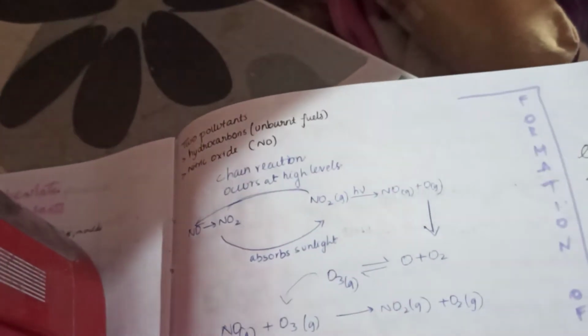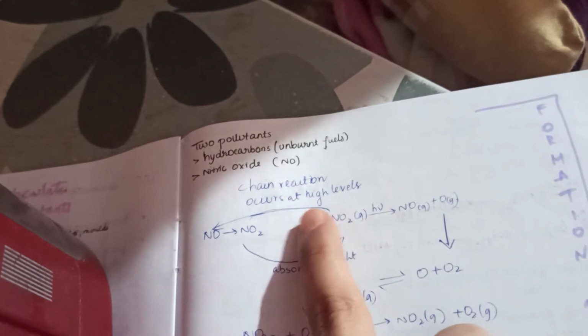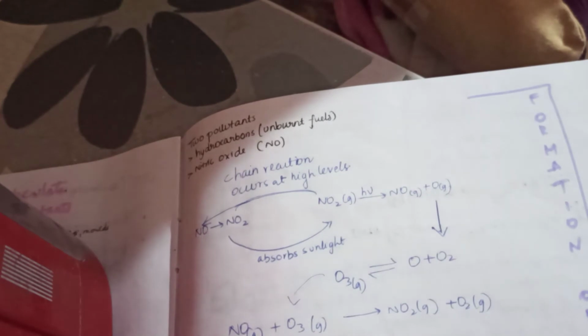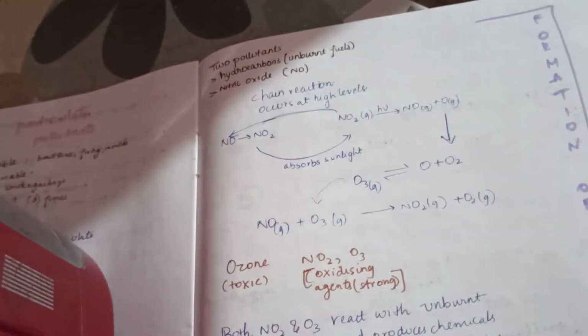Next. Two pollutants, hydrocarbons and nitric oxide. Here a chain reaction occurs at high levels. When nitric oxide is formed, it becomes NO2. NO2 on absorbing sunlight energy forms NO plus O, and O combines with O2 to form O3. NO reacts with O3 and forms NO2 and oxygen. We already discussed this on the first page if you remember. You can go back and check it if you want.